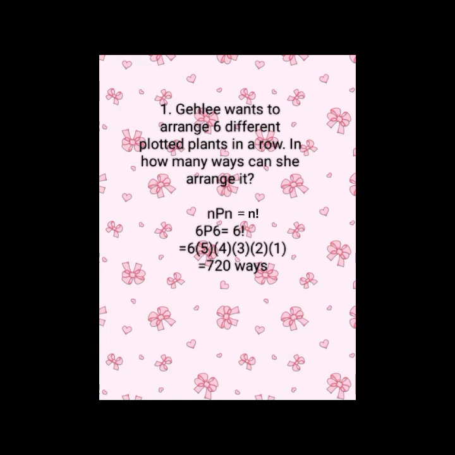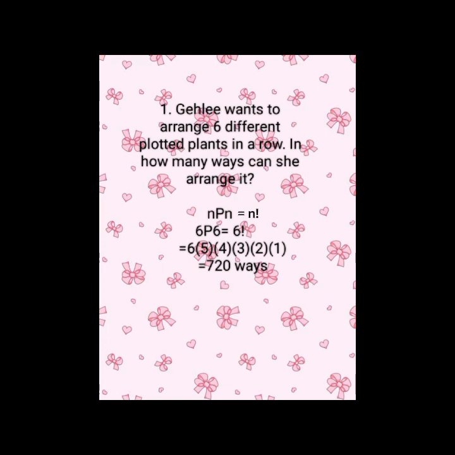For our first situational problem: Jelly wants to arrange 6 different potted plants in a row. In how many ways can she arrange them? The formula that we are going to use is permutation of n taken n, that is equal to n factorial. So we have 6 different potted plants, and we have to use all the plants. So we have permutation of 6 taken 6. All potted plants are included, therefore P of 6 taken 6, so 6 factorial.